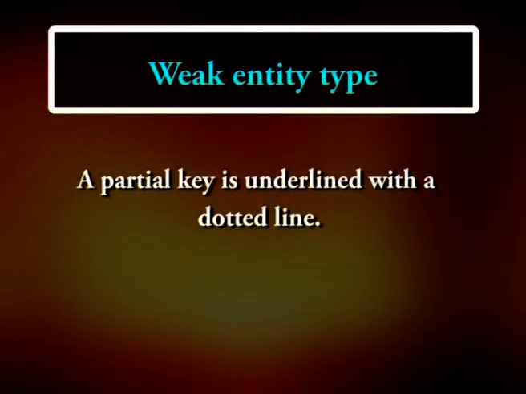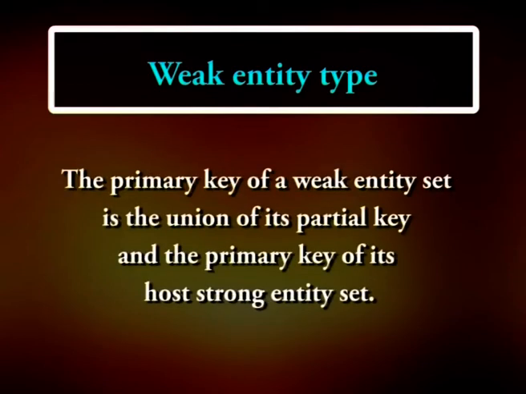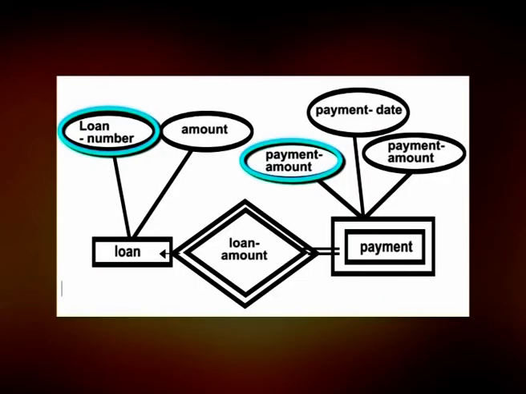Here the partial key is underlined with a dotted line. The primary key of a weak entity set is the union of its partial key and the primary key of its host strong entity set. Look at the figure. Here the partial and primary key are shown. Primary key for the payment entity is the combination of loan number and payment number.